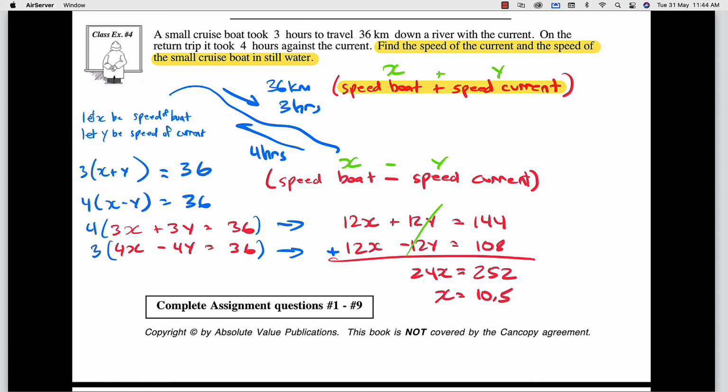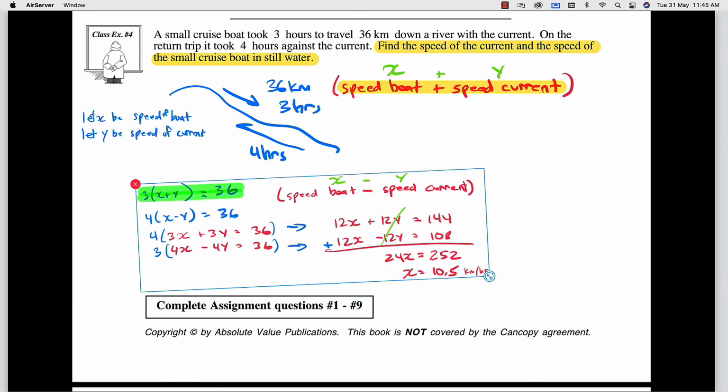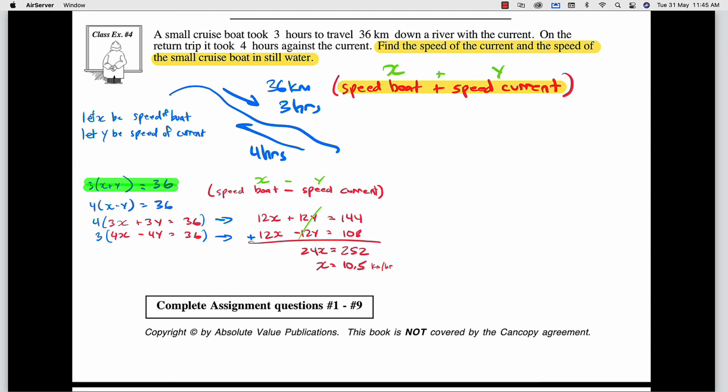Okay, so that part being done, we solved for our x. What is x? X is the speed of the boat. The speed is in kilometers per hour, so this is going to be kilometers per hour. And now I just need to solve for y. So essentially, I just need to grab one of these equations. So I'll grab this equation right here, and I'll just substitute that x with the 10.5. We're sort of running out of room, so let me minimize a few things here really quickly. Make this a bit smaller. There you go.